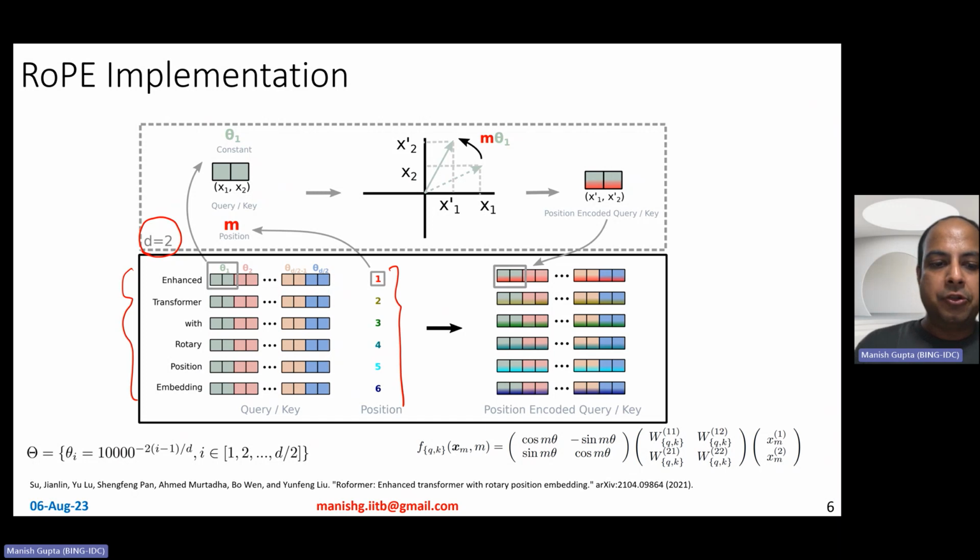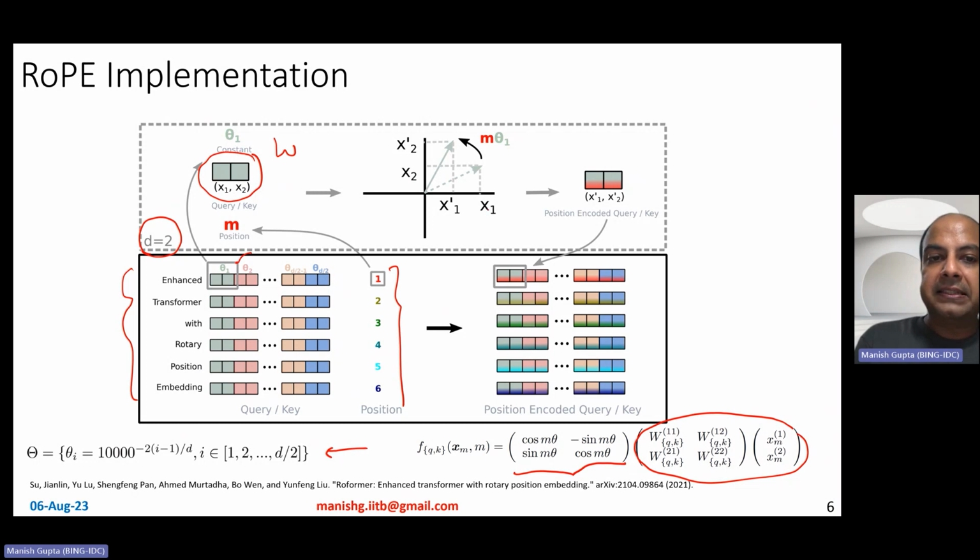Okay, you decide the theta for these positions using this formula, and then you have your x vector. You multiply that x vector by w. And then, essentially you rotate it by m theta. So after you have multiplied it by w, you want to rotate by m theta.